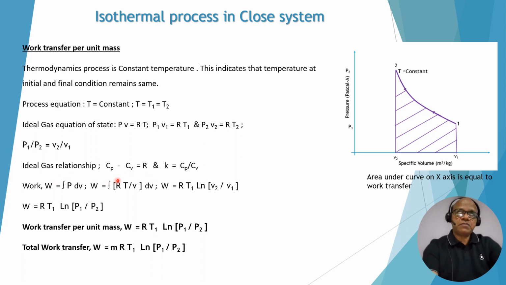Again, the ideal gas relationship: Cp minus Cv equals R, and k equals Cp by Cv. For the closed system, W equals the integration of PdV, and P can be replaced by RT by V. After integration, W equals RT1 Ln, the natural log, of V2 by V1, which is replaced as W equals RT1 Ln P1 by P2. So the work transfer per unit mass is W equals RT1 Ln P1 by P2, and the total work transfer is mass times RT1 times Ln P1 by P2. On the PV diagram, we can see the area under the curve on the x-axis is called the work transfer.